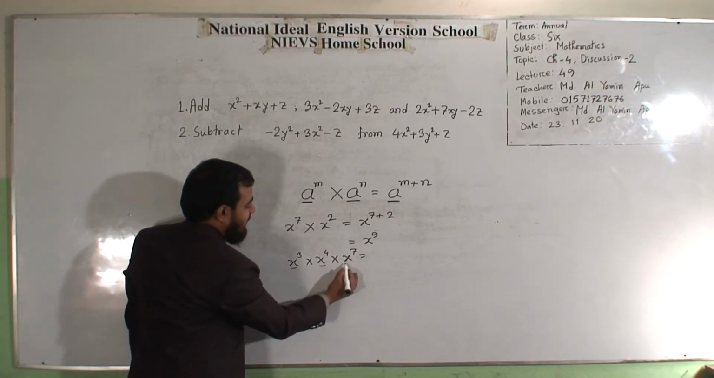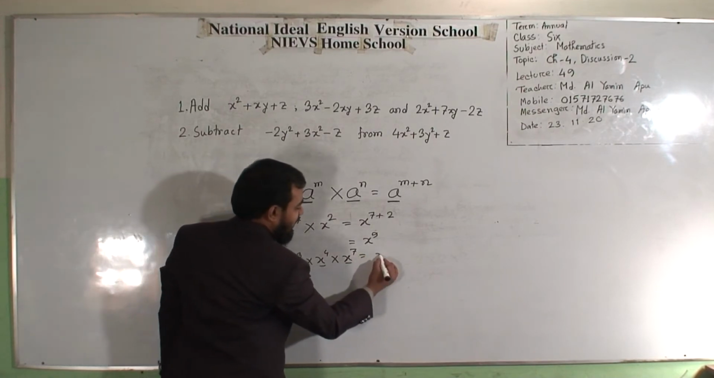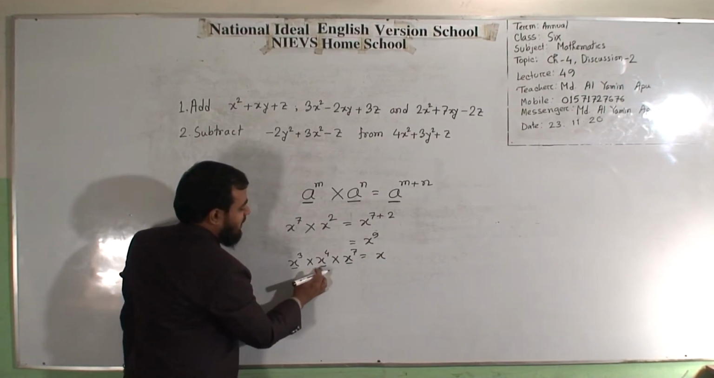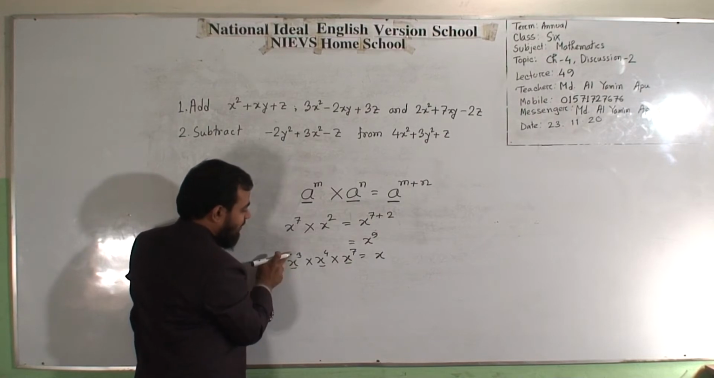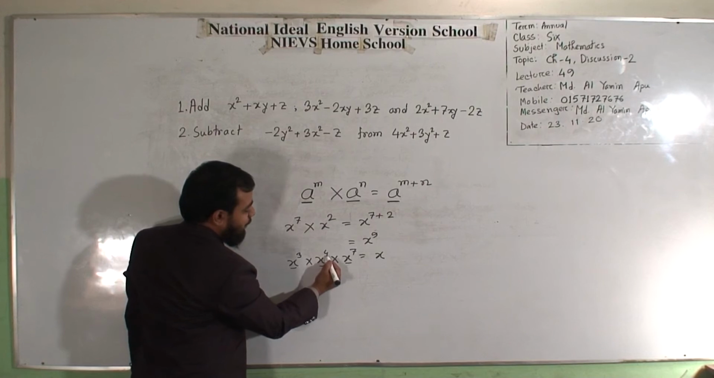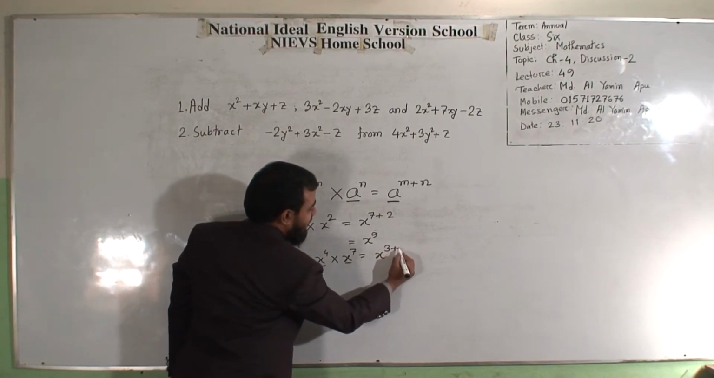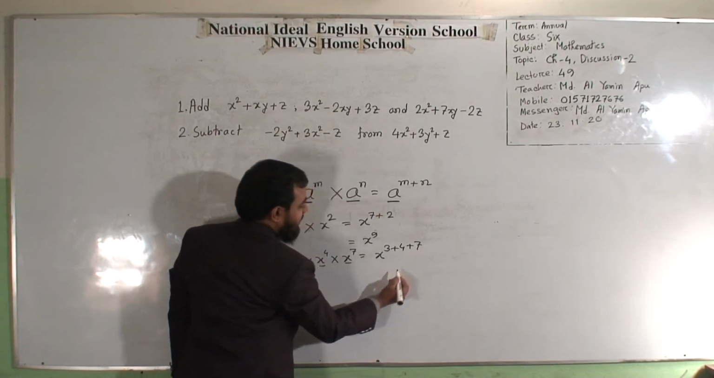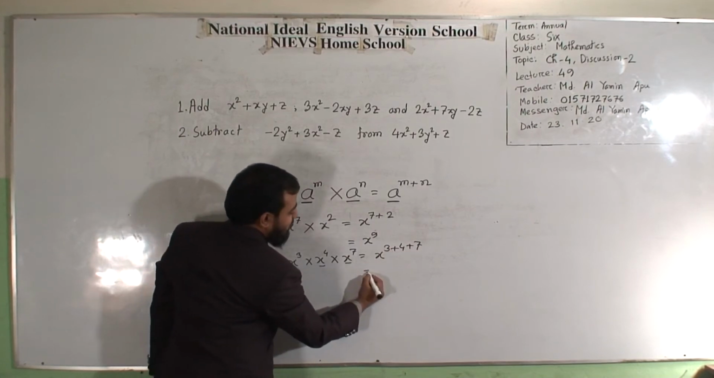The bases are the same. Look, the bases are the same. That means we can write down the base once. All the exponents are in multiplication form, so all the powers, that means all the indices, will be added with each other. So 3 plus 4 plus 7. All the indices will be added together.